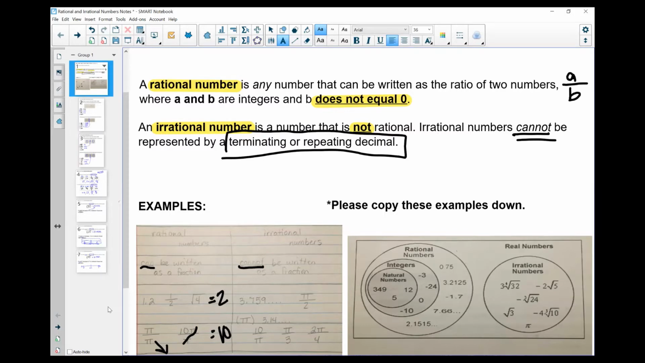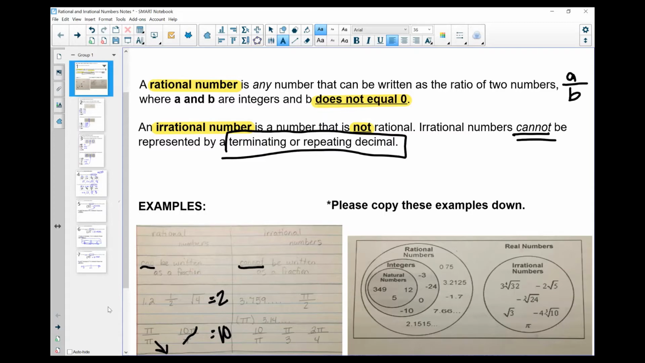Then we're moving on to an irrational number. It is a number that is not rational at all. Irrational numbers are not rational. It cannot be written as a fraction. And as you can see here, irrational numbers cannot be represented by a terminating or repeated decimal.